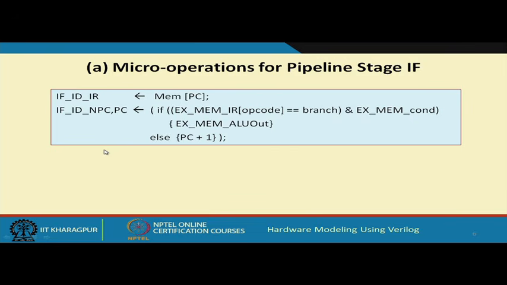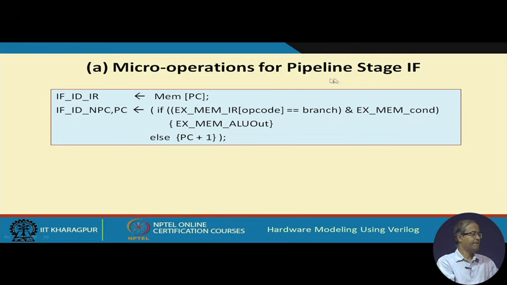Okay. So, now let us straight away look at the micro operations for the different stages, assuming that we are having a pipeline implementation. First, the instruction fetch. Here, whatever we are showing, we shall be directly translating into Verilog code later.